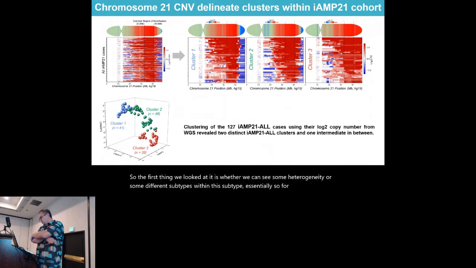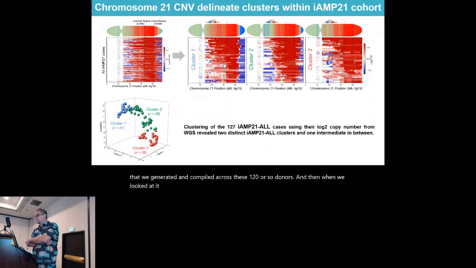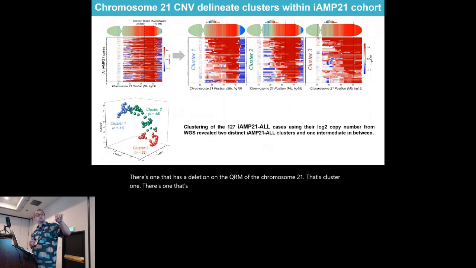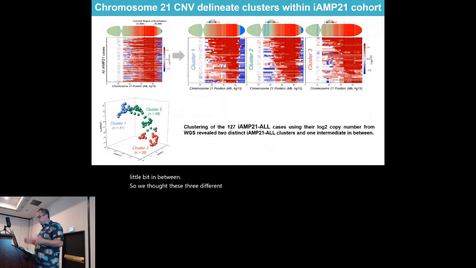So for that, Abhijit first looked at the copy number variation, just using the whole genome sequencing data that we generated and compiled across these 120 or so donors. When we clustered simply the copy number profiles, you can see that there are 3 different profiles. There's one that has a deletion on the q arm of chromosome 21, that's cluster 1. There's one that's an amplification on the q arm, and then there's one that's a little bit in between. So we thought these 3 different types may correspond to some functional difference.